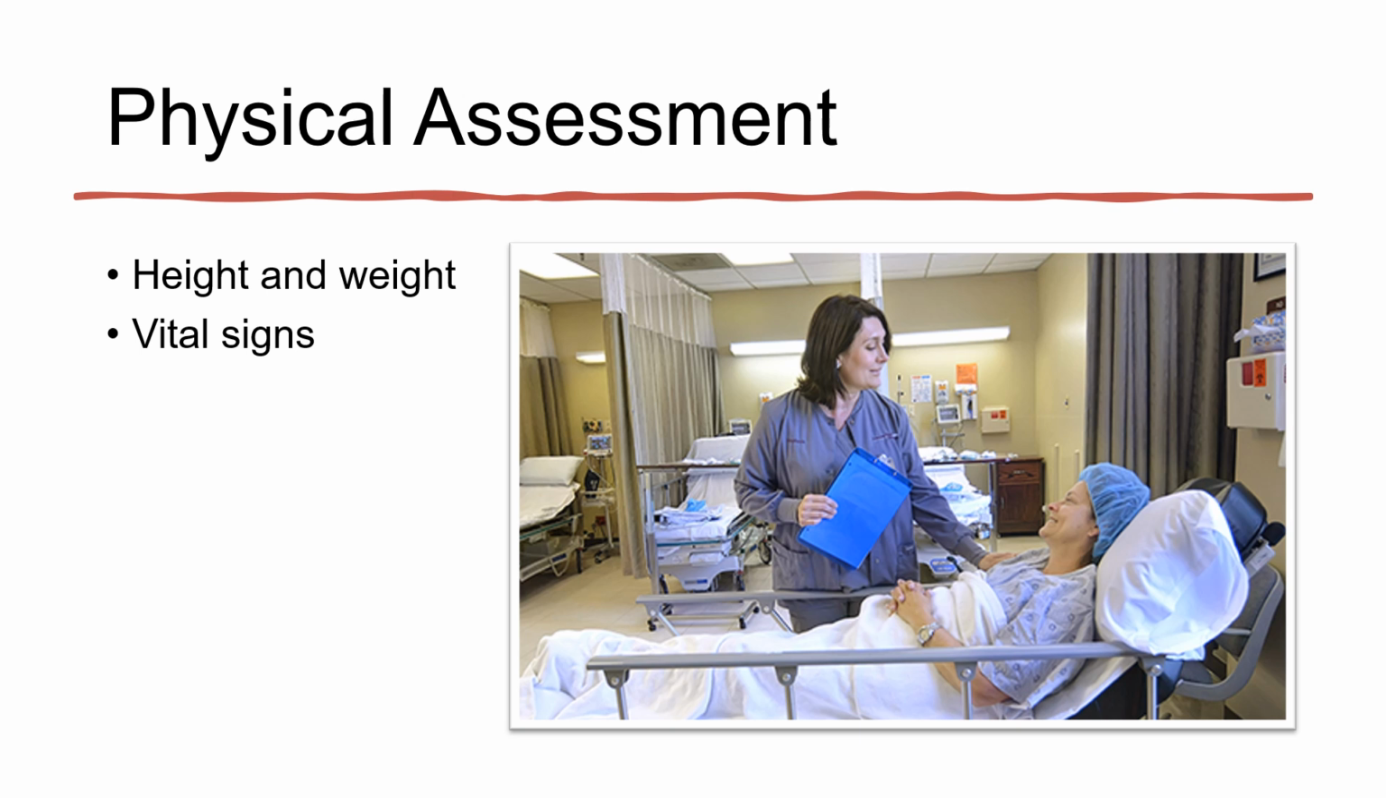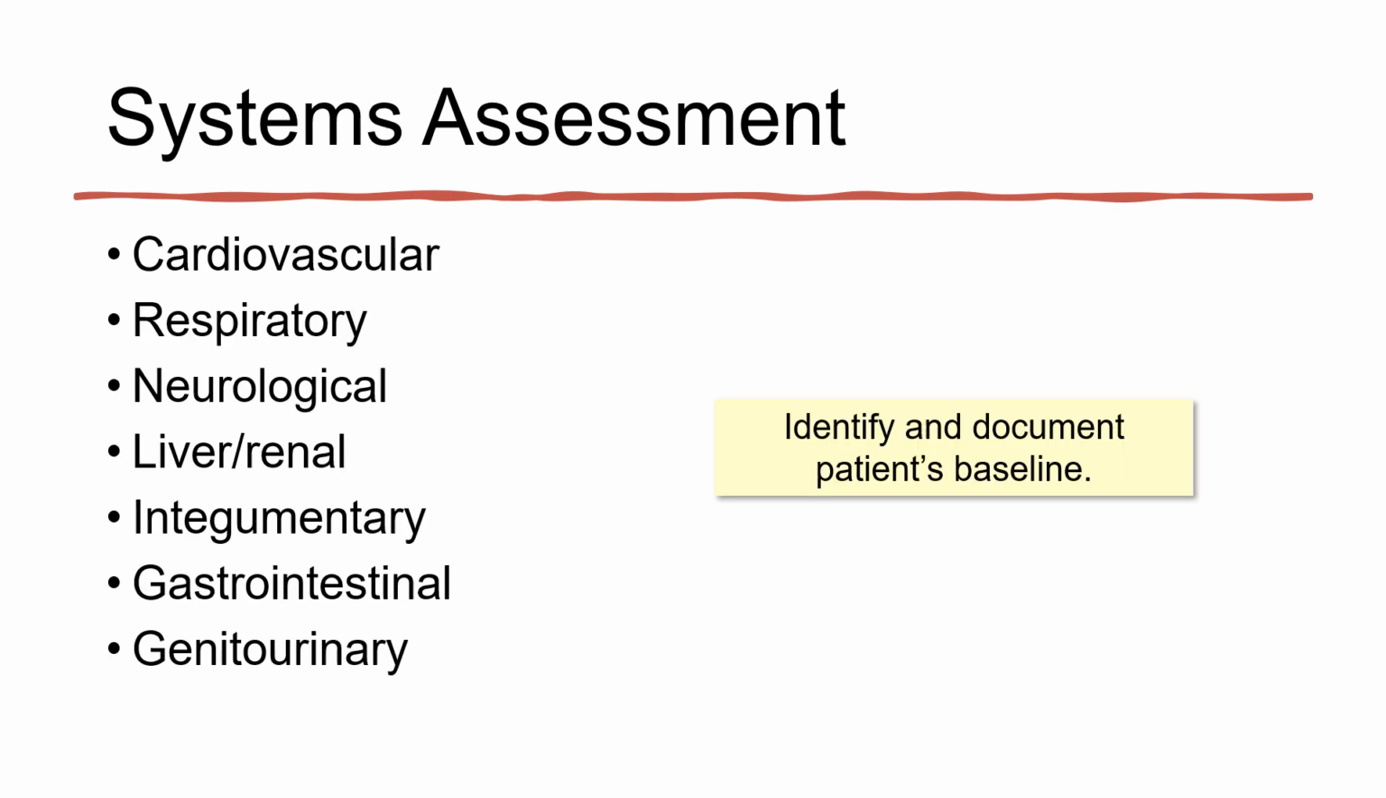Vital signs, we want to make sure we know the baseline vital signs, the blood pressure, respirations, pulse, temperature, all of those things. We should make sure that they are stable prior. And of course, our systems assessment. So this is a head to toe. We're going to cover the cardio, respiratory, neuro, liver and renal function, skin, GI, and GU. So this is really important because we want to know the baseline of the patient that's about to have surgery, so that when they come out of surgery, we know what they should look like after.